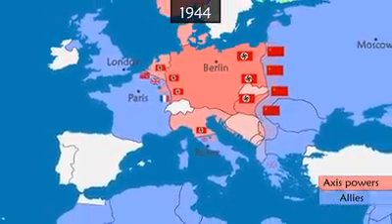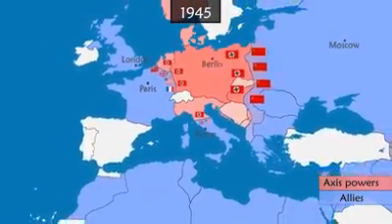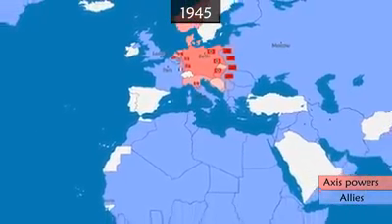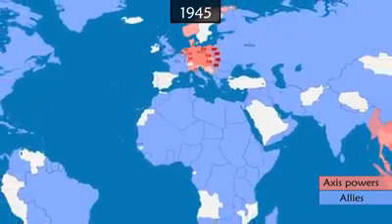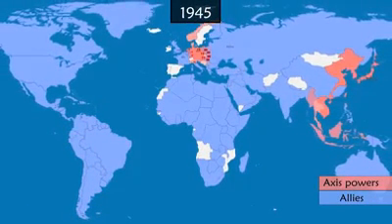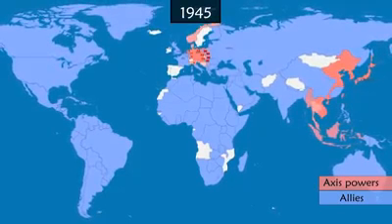With victory in sight, the Allied powers announce the creation of the United Nations. Countries that declared war on Germany and Japan would be admitted at its founding conference. This triggers a wave of declarations of war, but without major consequence.